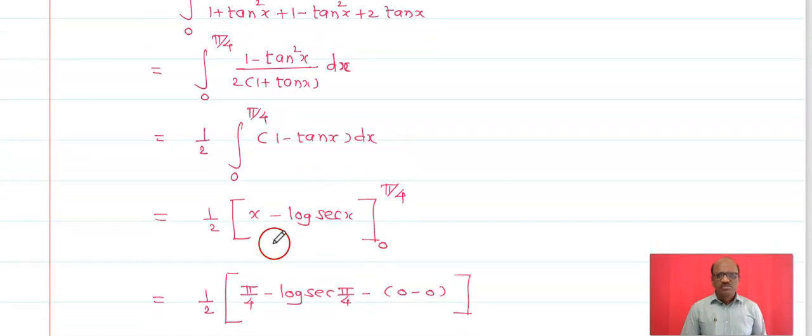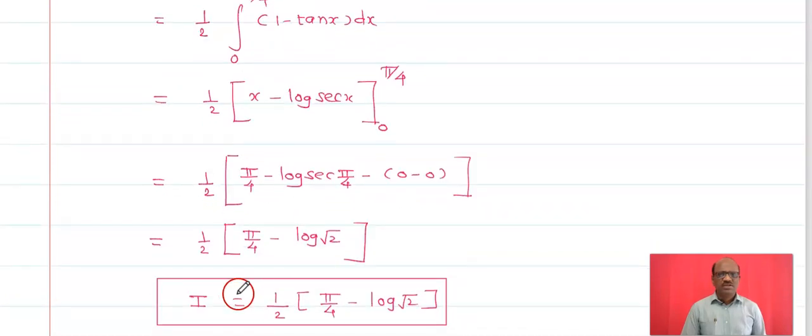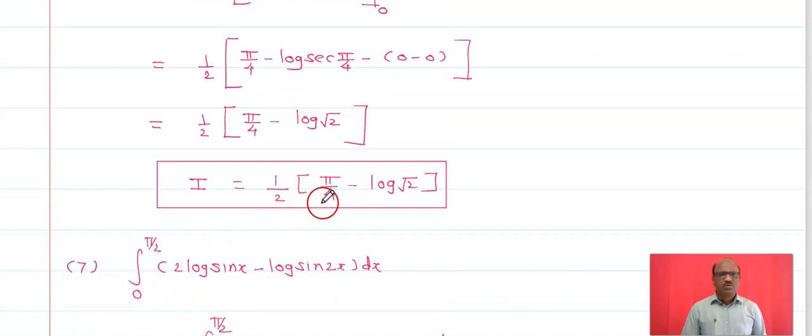Now substitute the upper limit and the lower limit. Upper limit, that is 1 upon 2, x is replaced by pi by 4 minus log of sec of pi by 4, minus, if we substitute x equal to 0, sec of 0 is 1 and log 1 is again 0, then you will get 1 upon 2 in bracket pi by 4 minus log of sec of pi by 4, its value is root 2, and therefore pi by 4 minus log of root 2, and hence I is equal to 1 upon 2 times pi by 4 minus log of root 2.